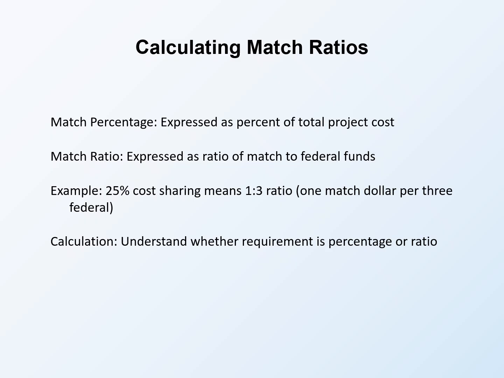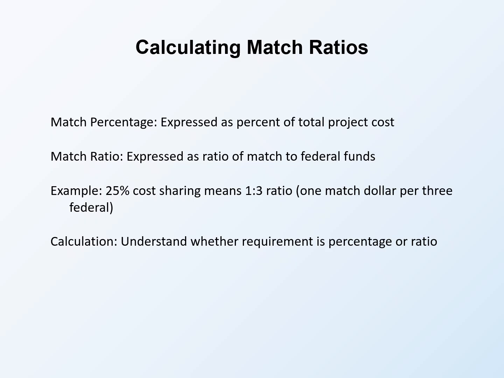Match ratio expresses the relationship between match and federal funds. A 1-to-1 ratio means you provide $1 of match for every federal dollar. A 1-to-3 ratio means one match dollar for every 3 federal dollars. Ratios describe the relationship between the two funding sources directly. A concrete example clarifies the relationship.